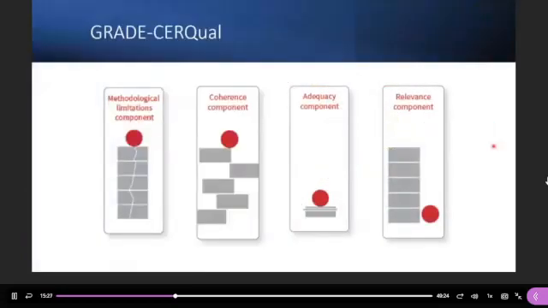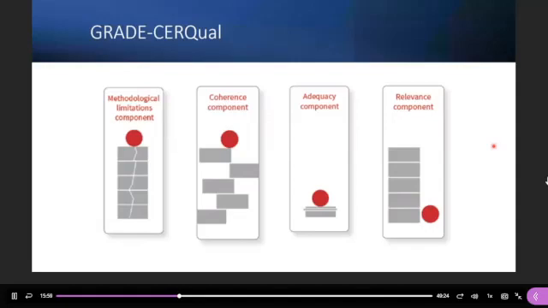GRADE-CERQual is a method of assessing confidence. It's made up of 4 components: methodological limitations, assessing how well the studies have been conducted, if their methodology is good; coherence, assessing how well the data from the studies matches the review findings; the adequacy component, is there sufficient data and is it rich enough to support the findings; and relevance, was the paper's population, location, aims, methods all appropriate to what our research question was asking.